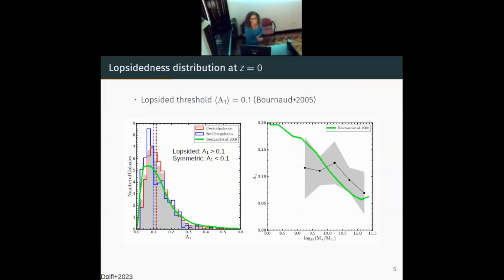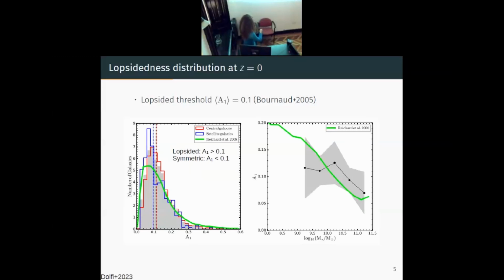And so once we quantify the lopsidedness in a sample of simulated galaxies, here we recover the A1 distribution. And as you can see, the median of the distribution is roughly around 0.1. And this is generally the lopsided threshold adopted to separate between lopsided galaxies, so with A1 greater than 0.1, and symmetric ones. And this is generally the median value that was found in previous observational works. And it is now the threshold adopted to separate between lopsided and symmetric galaxies.